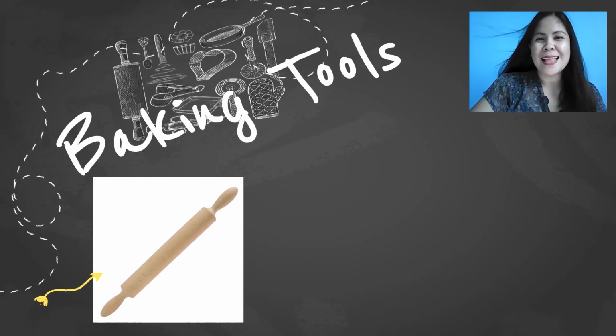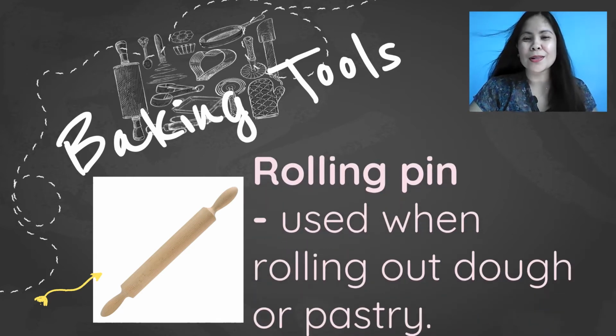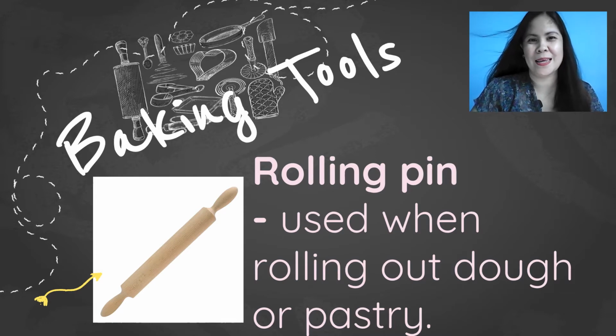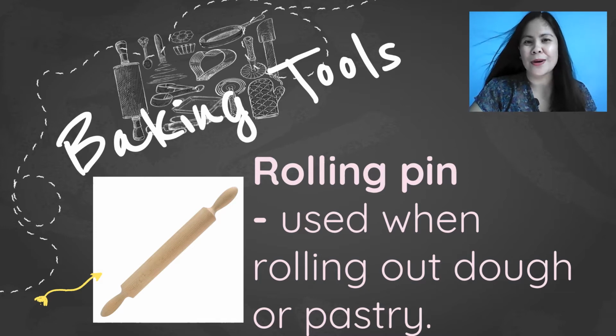And for our last baking tool, rolling pin. It is used when rolling out dough or pastry. They are long cylinders used to press out dough evenly and smoothly. They are primarily used for rolling out dough for pastries such as pies and cookies. But they can also be used for rolling out bread dough for items such as cinnamon rolls and pizza dough, and even roll out pasta dough.